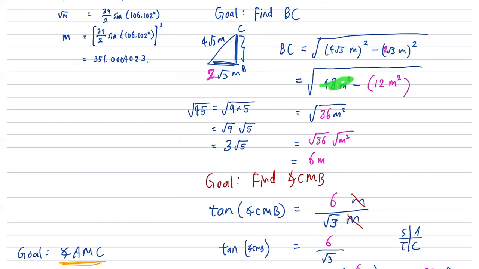Simplifying, I get 48m² minus 12m², which is 36m². Square root both sides, then I can split it up into each of its factors. So the square root of 36 times the square root of m², you'll just get 6m as your length BC.